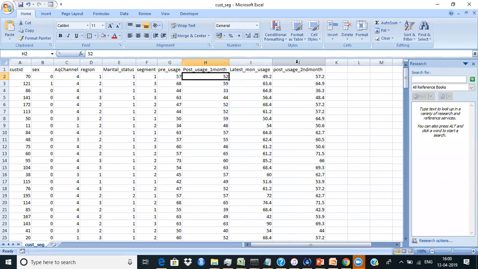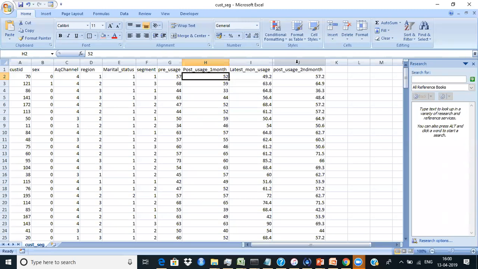What is this channel you said? Yes, sorry. Channel means what was the channel through which you were acquired, whether you walked in, you applied for the card over the internet, whether you called in to apply. So these are the channels.